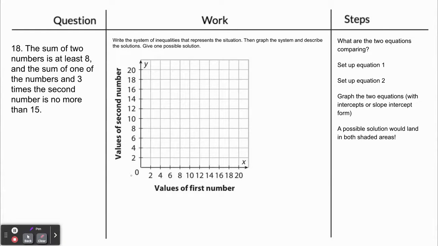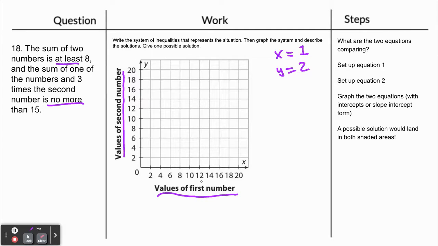The sum of two numbers is at least 8, and the sum of one of the numbers and 3 times the second number is no more than 15. So in this case here, I am comparing just two numbers. So I'm going to say that x is my first number and y is my second number. Because when I'm given the graph here, it says value of the second number.